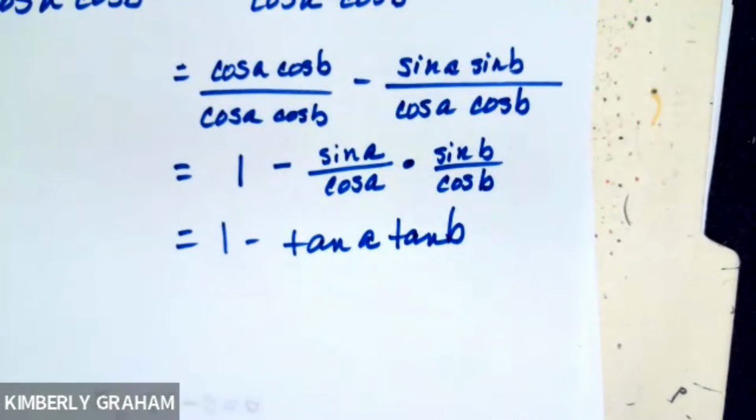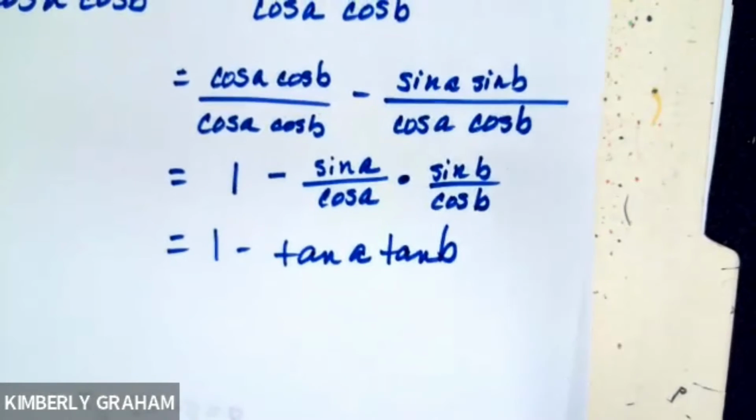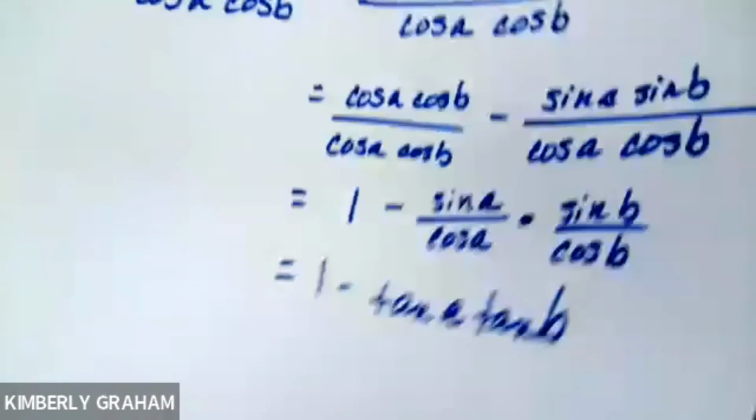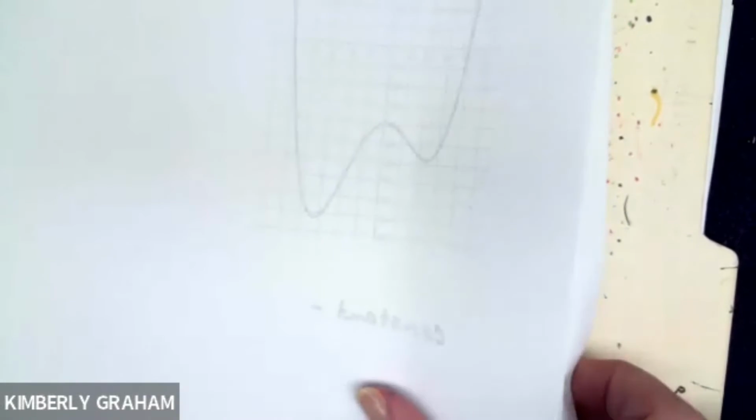Any questions with that? Okay, now problem 14, I have sine and cosine of 2x in my problem.